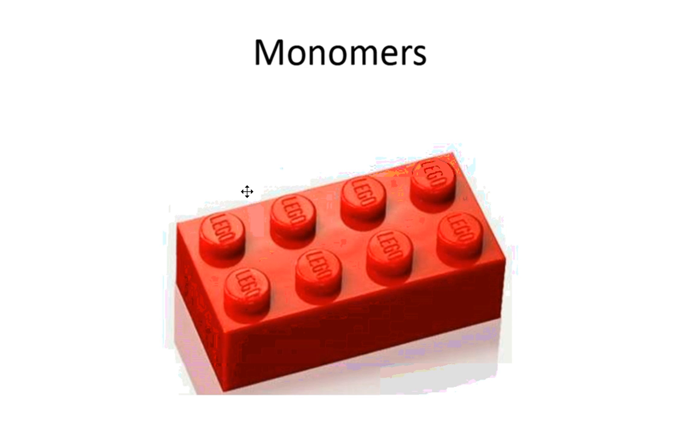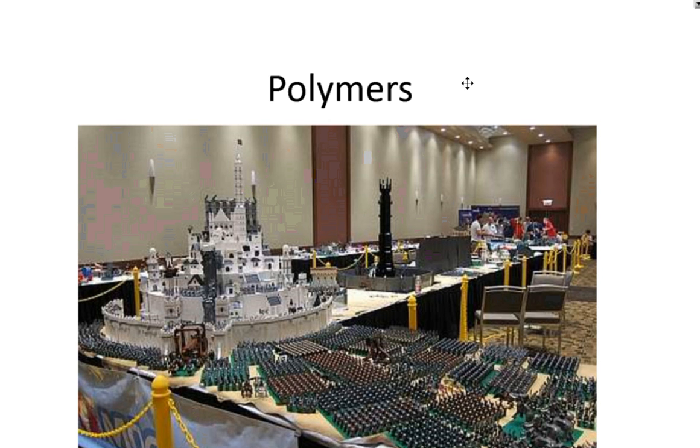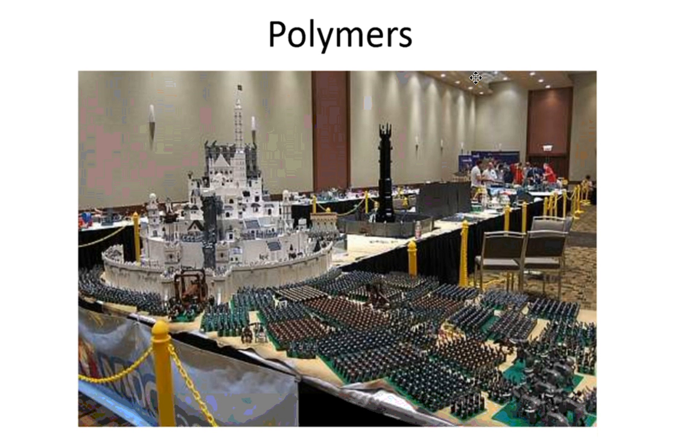Macromolecules are made up of individual units called monomers. And a monomer is just a single unit of something. In this case, we're talking about macromolecules. And so multiple monomers can join together to form a polymer. So here you have multiple Legos to make the White City, and it looks like Isengard back there, and of course the army that's invading.